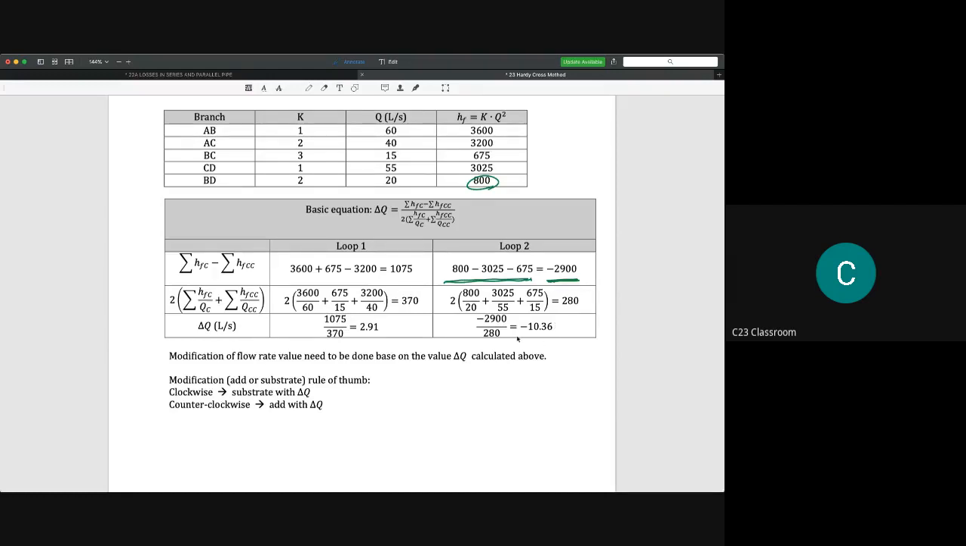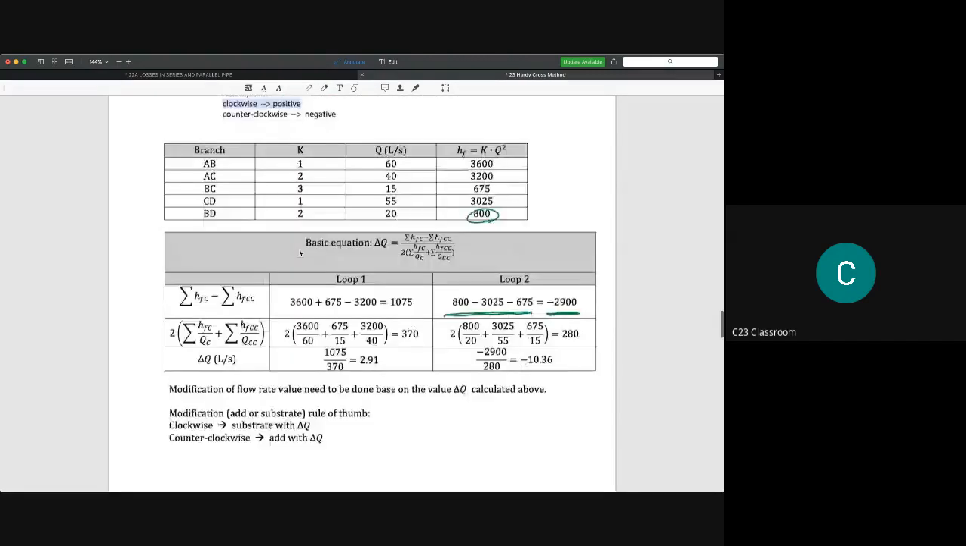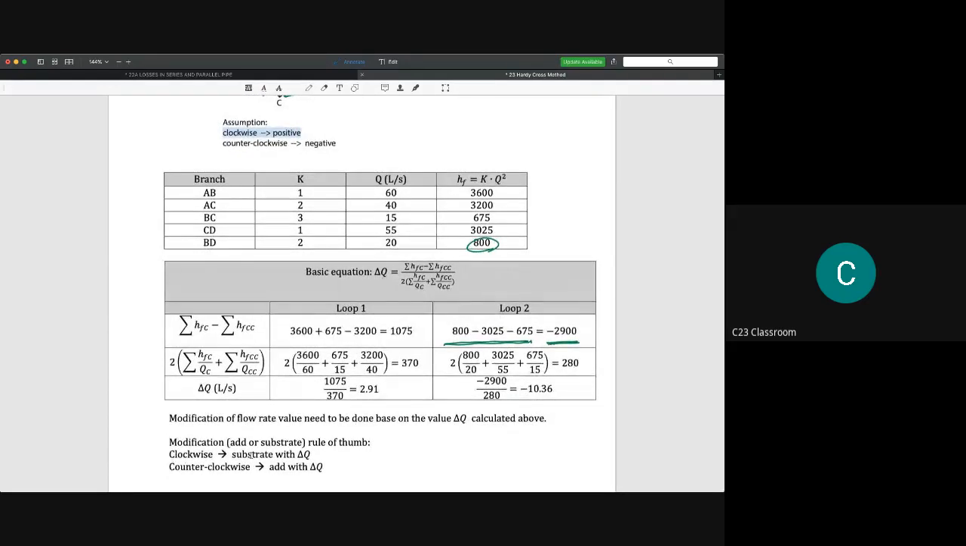So this is not the final answer. What you need to do is close this iteration. For the clockwise, you need to subtract, because at the beginning we assumed that clockwise is positive. Now, to balance it, for the clockwise you need to minus it. And for the counterclockwise, you need to add, because at the beginning we assumed that counterclockwise is negative. So you must subtract the delta Q for the clockwise, and add the delta Q for the counterclockwise.